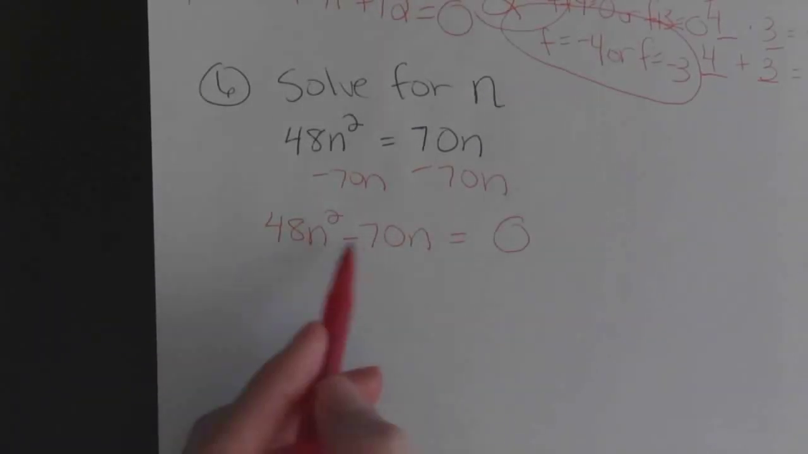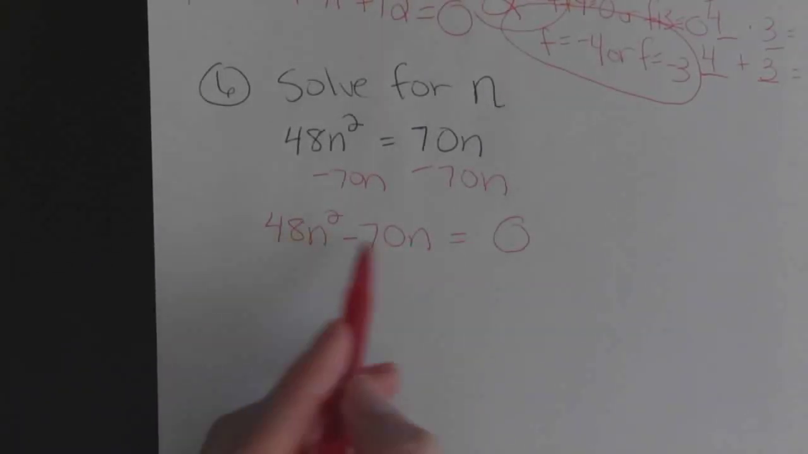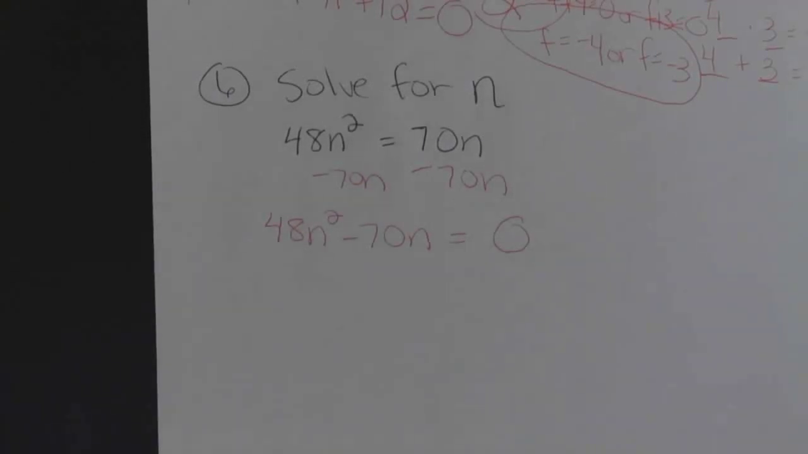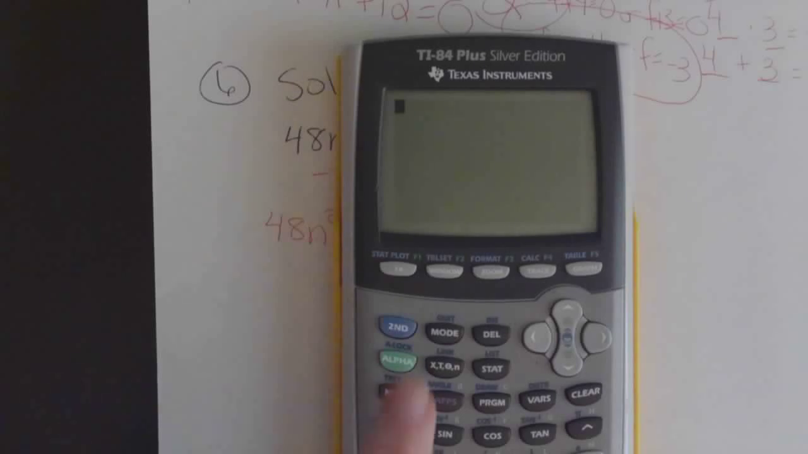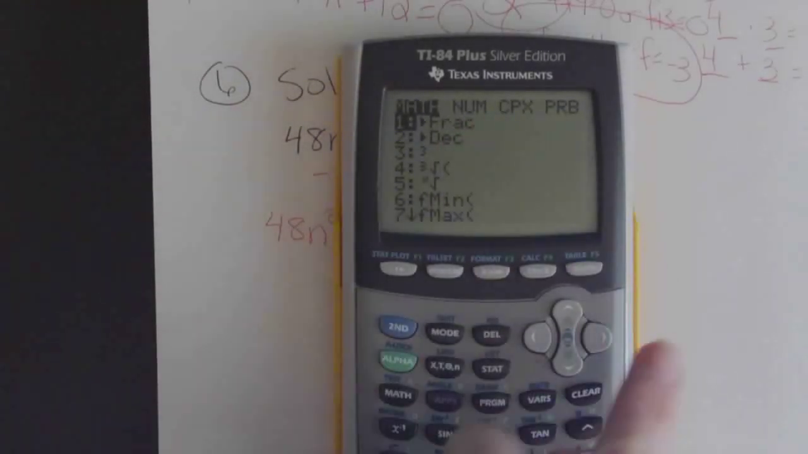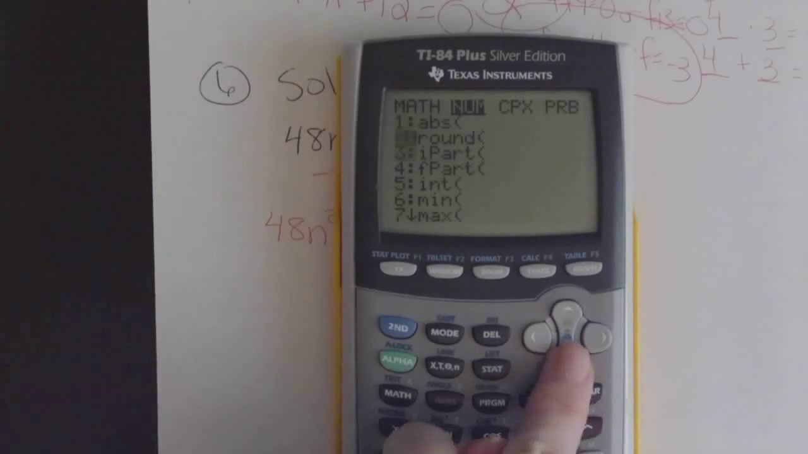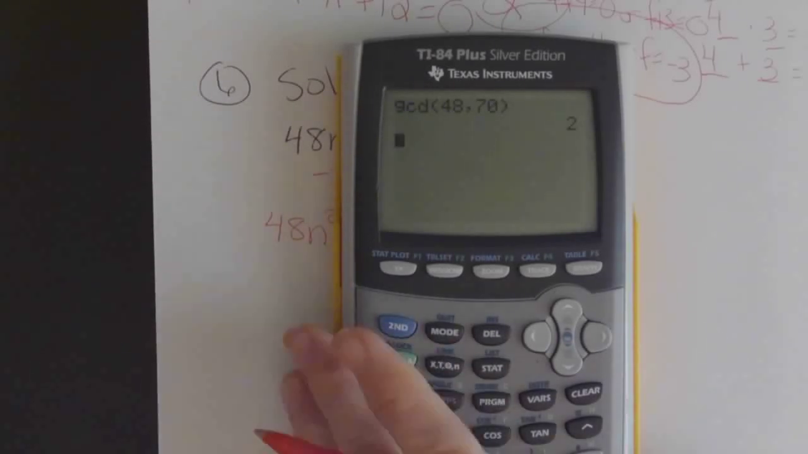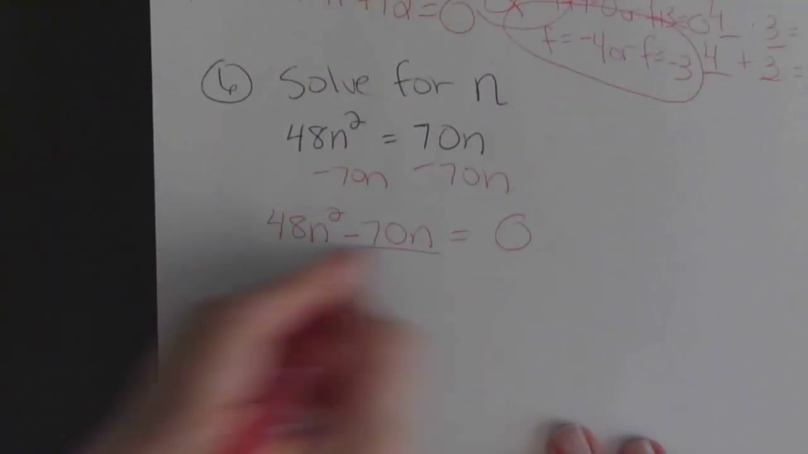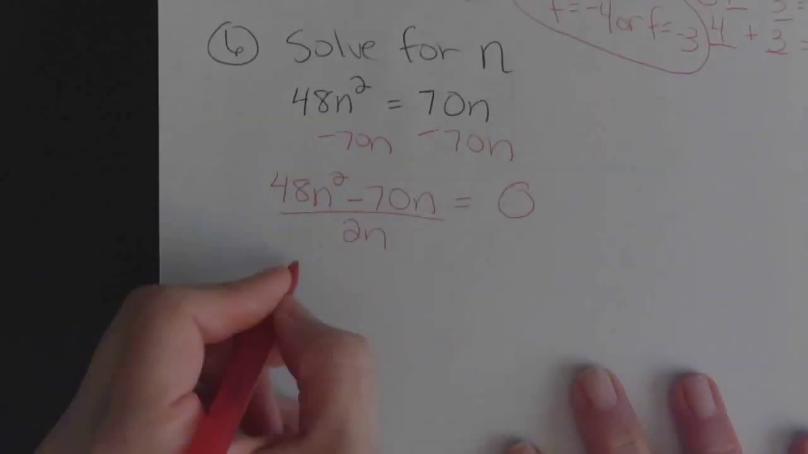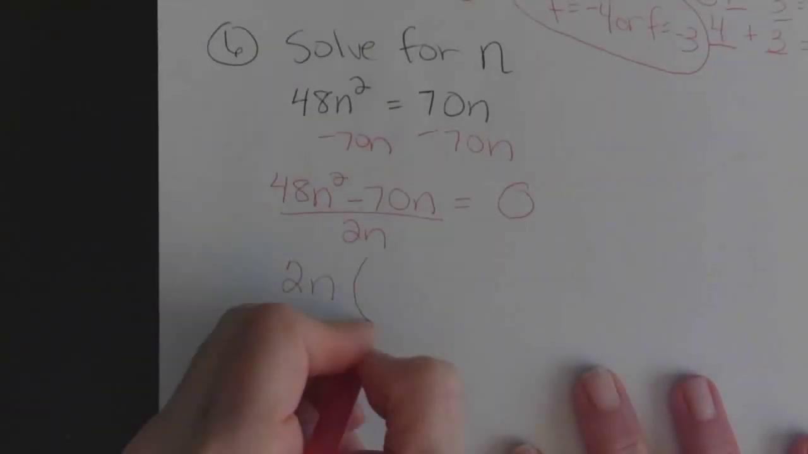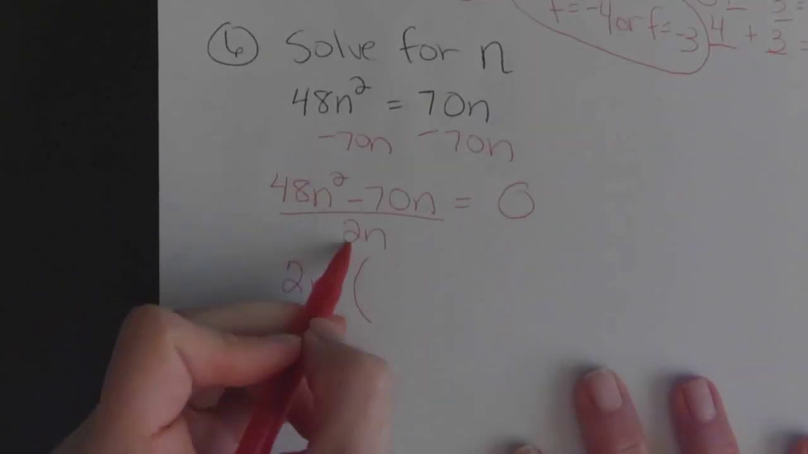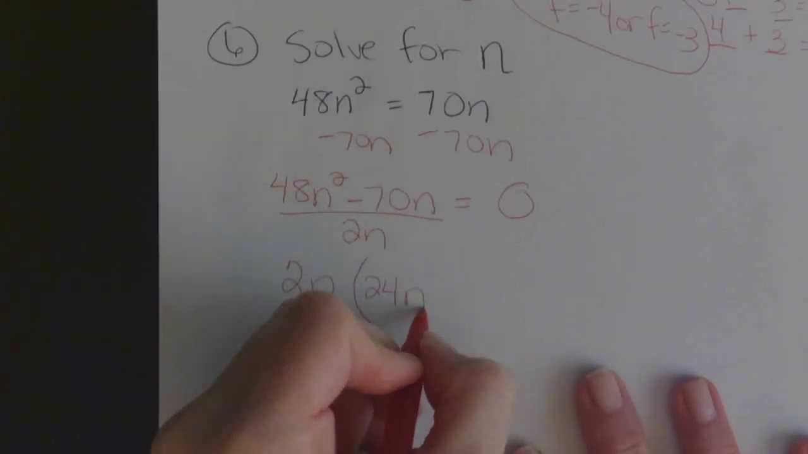Now we're back to factoring by GCF because it's just two terms and it is a difference, but these aren't perfect squares. So let me GCF this. Obviously they have an n in common. The lower n is just the n. But the 48 and the 70, I'm thinking it's 2, but don't forget, you can use your calculator. If you press math, arrow over to num, and then choose number 9, which is GCD, same as GCF, and type in your coefficients, 48, comma, 70, enter. It is 2. So my GCF is going to be 2n.